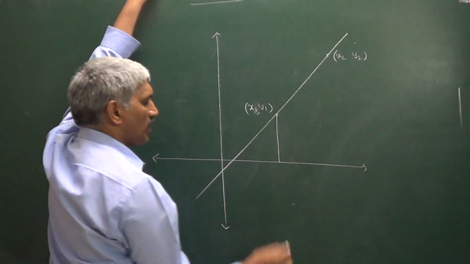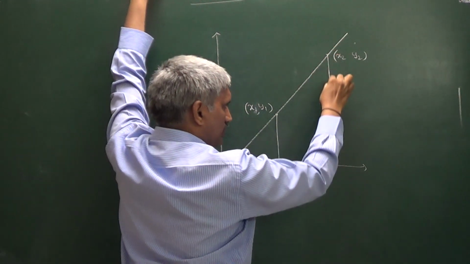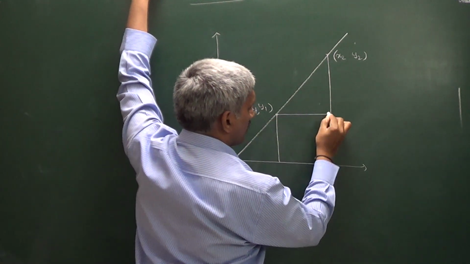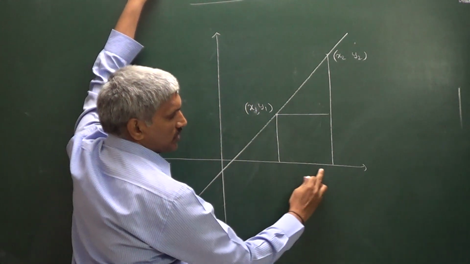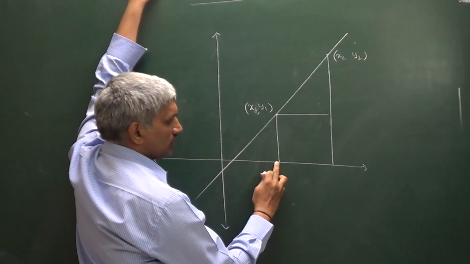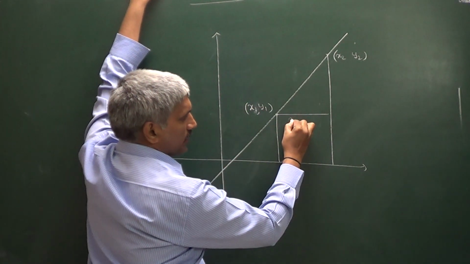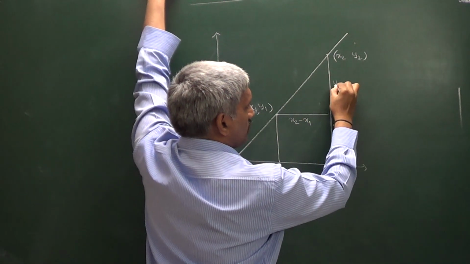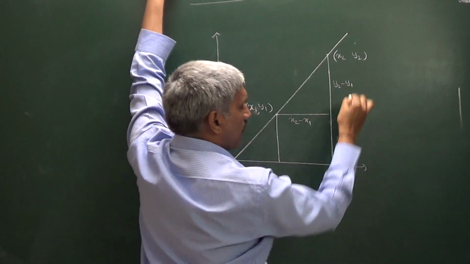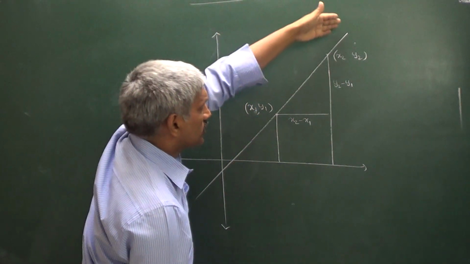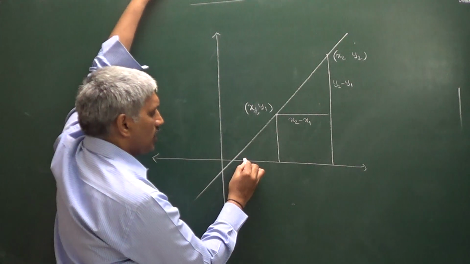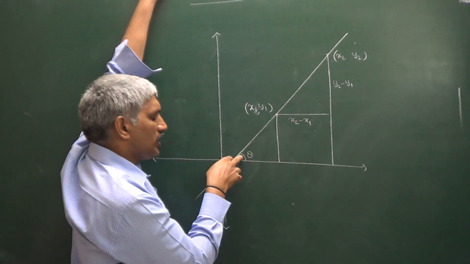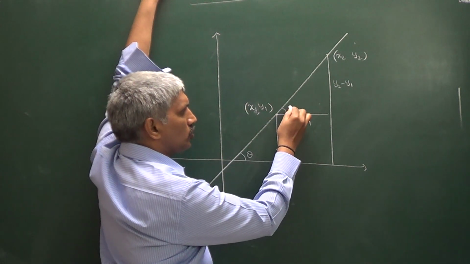You know this height is y1 and this height is equal to y2. At the same time, this total distance is x2 and this distance is equal to x1. That's why this length is x2 minus x1, whereas this height is equal to y2 minus y1. So this line's inclination we don't know. Let us say this line's inclination is equal to theta. If this is theta, then I can say this is also theta.